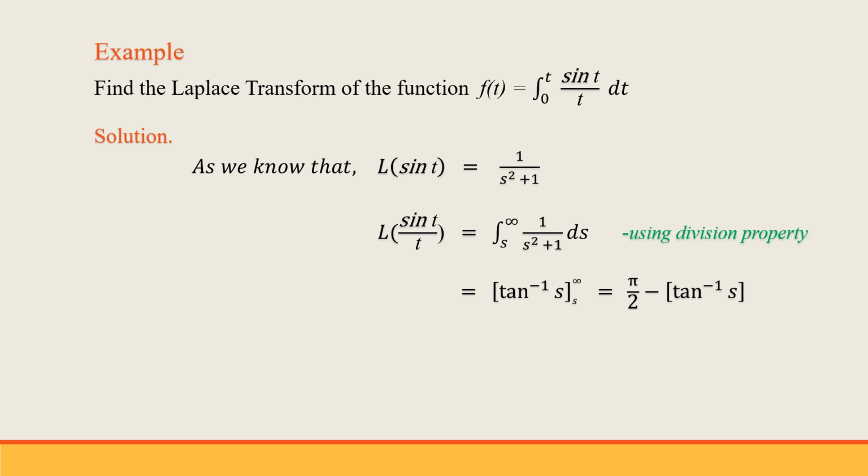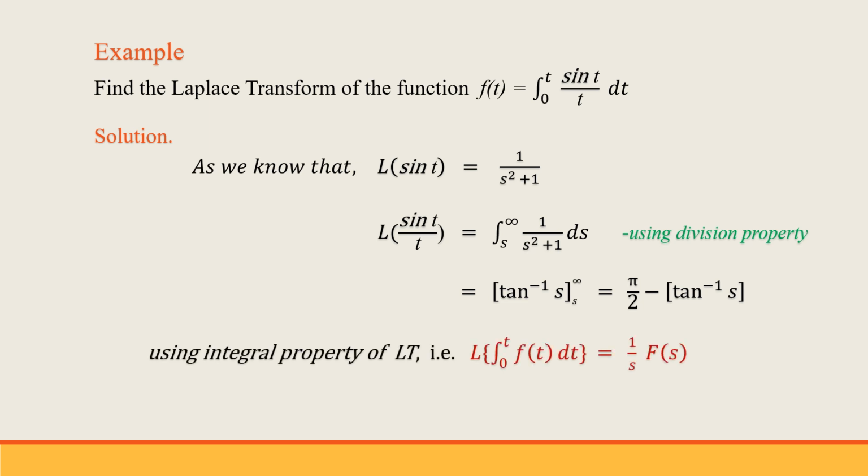So now to find the Laplace transform of the given function, we have to just apply the integral property and we can write the Laplace transform of integral 0 to t sine t by t dt as 1 by s into pi by 2 minus tan inverse s.